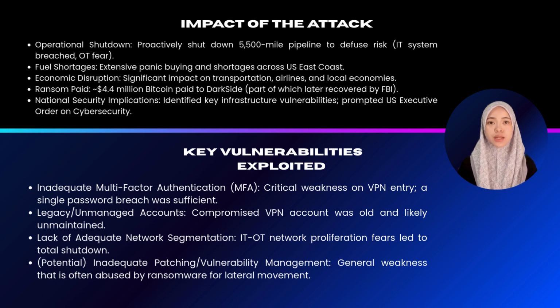Colonial Pipeline ultimately paid approximately $4.4 million in Bitcoin to the DarkSide group, though some of that was later recovered. Beyond the immediate financial costs, the incident underscored serious national security implications, prompting an urgent U.S. executive order on cybersecurity. So, how did this happen?